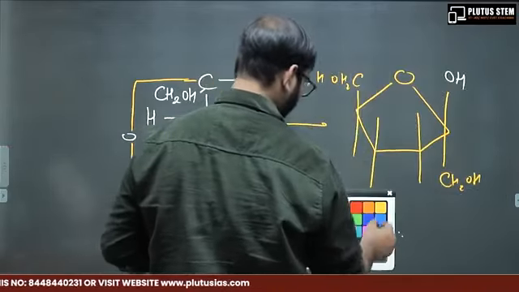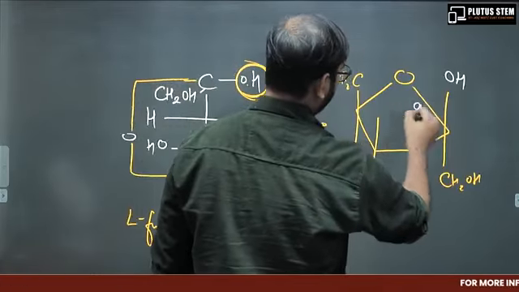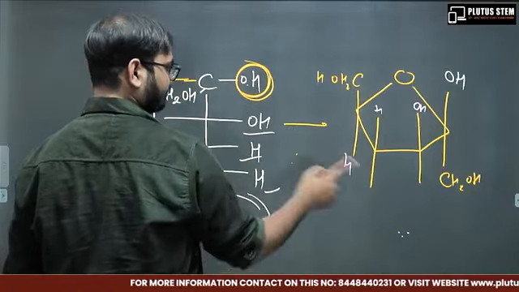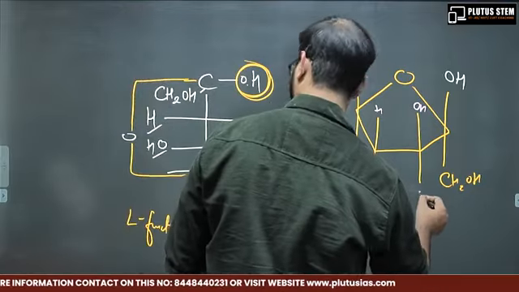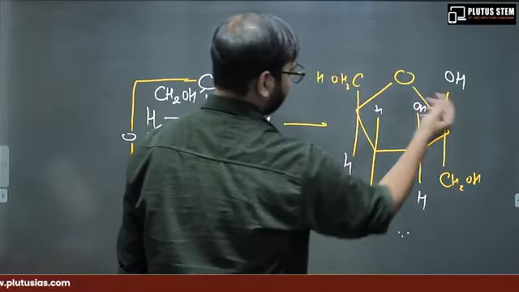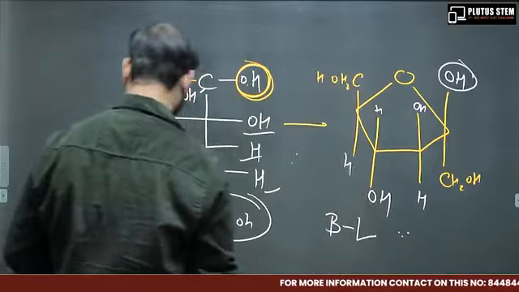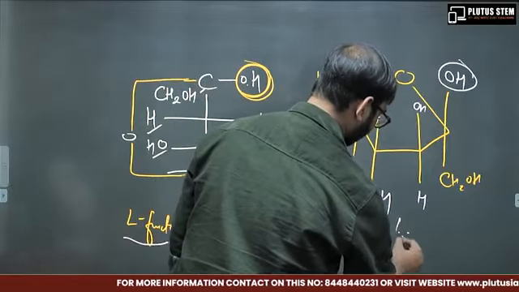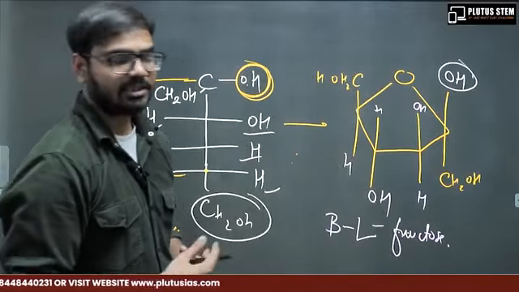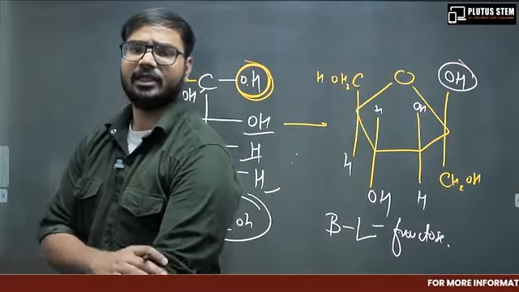Rest, whatever the groups which are outside of the ring, which is OH, H and H, they will be marked above the plane of the ring. Last we have CH2OH below the plane, hydrogen and OH. Hydrogen and OH here, and since OH is lying outside of the ring above the plane, this is beta L fructose because we started with L fructose, and this is how you draw all the Haworth structures. Similarly, you can make different variations with the D glucose, L glucose, fructose, and you can make alpha beta structures as well.